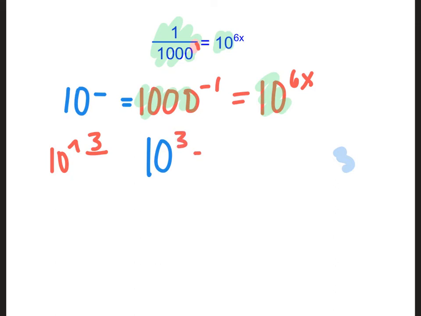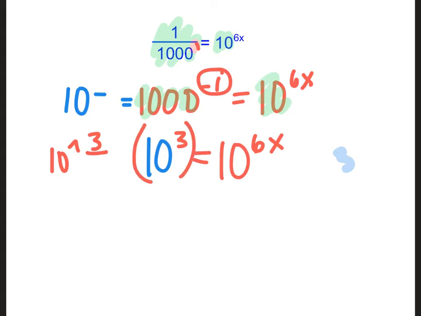So we have 10 to the power of 3 equals 10 to the power of 6x. Don't forget that this originally had a negative 1, so I want to put this whole thing in parentheses and put a negative 1 there. Now I don't really want two exponents, so I'm going to go ahead and multiply these together to get 10 to the power of negative 3 equals 10 to the power of 6x.